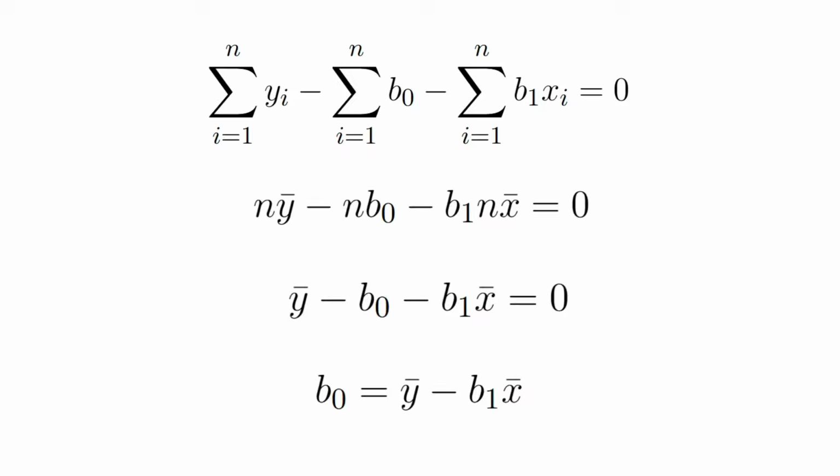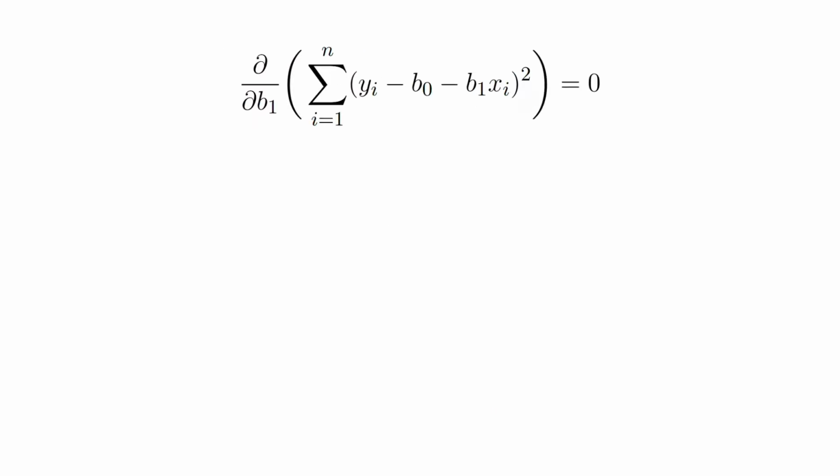I've shown each step of the way, so you can pause the video if you want, but the bottom line is that b0 equals mean of y minus b1 times mean of x. To explain the notation, y bar and x bar represent the means or simple averages of y and x, respectively.